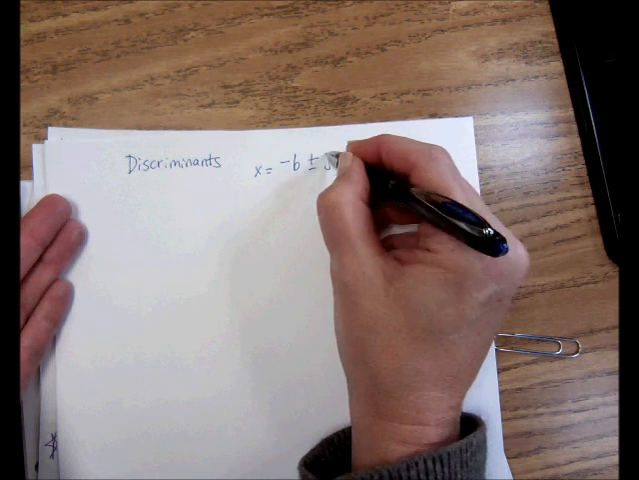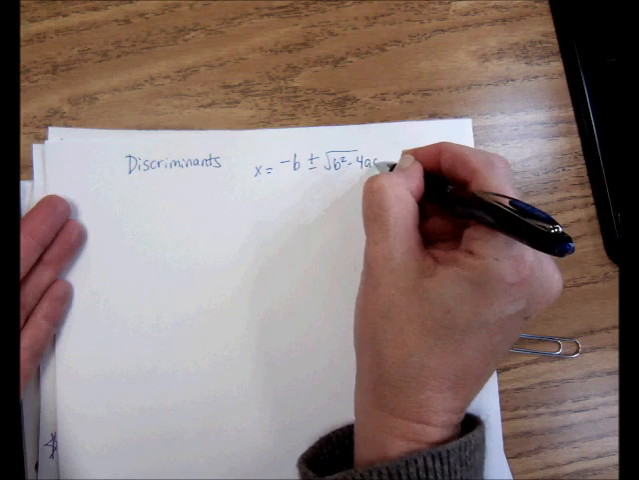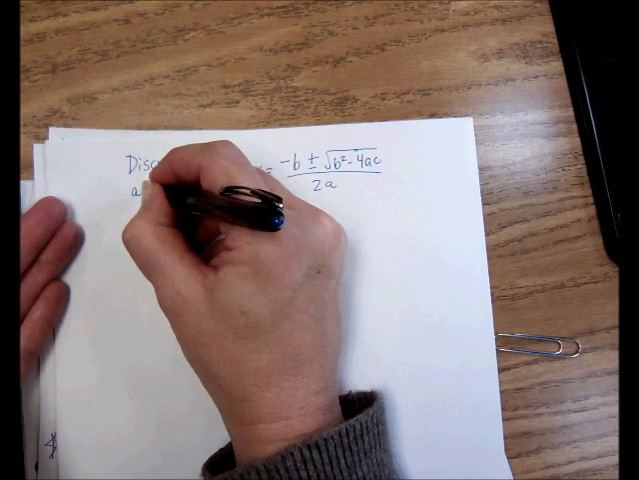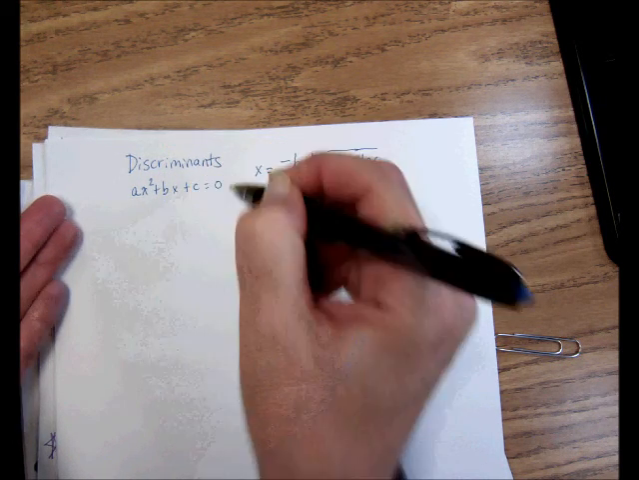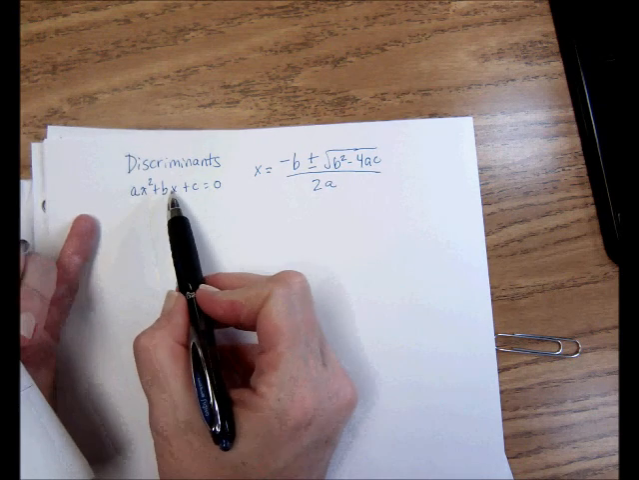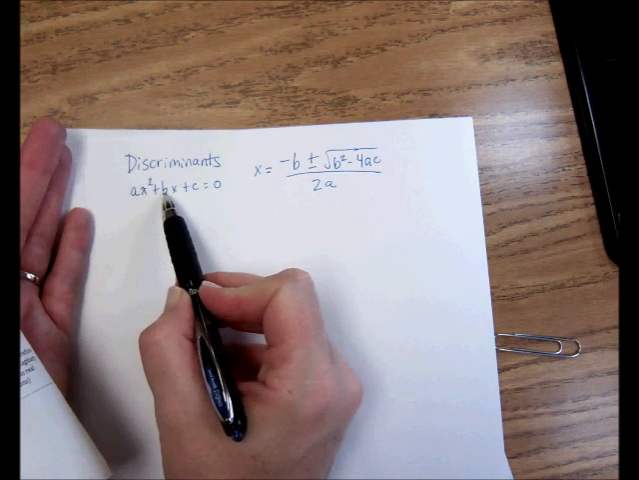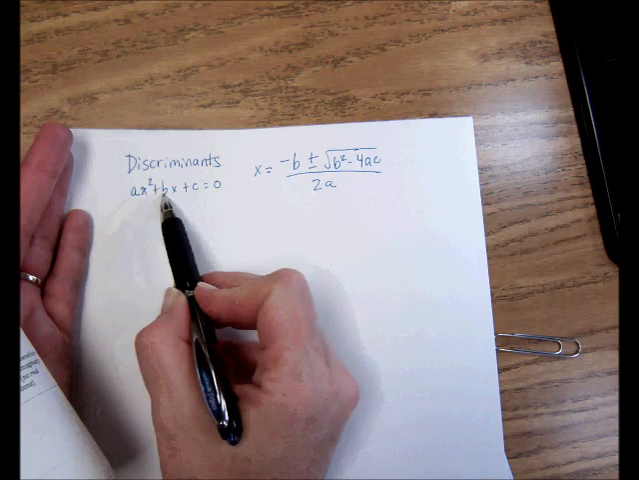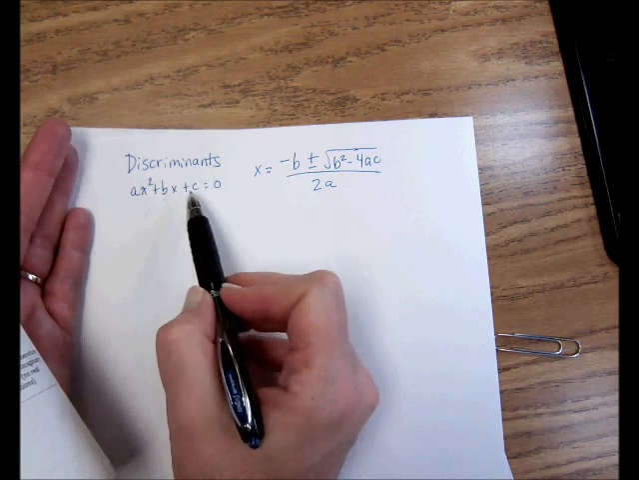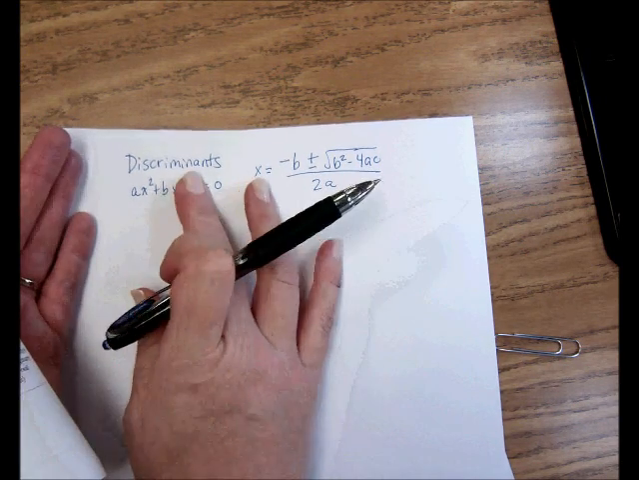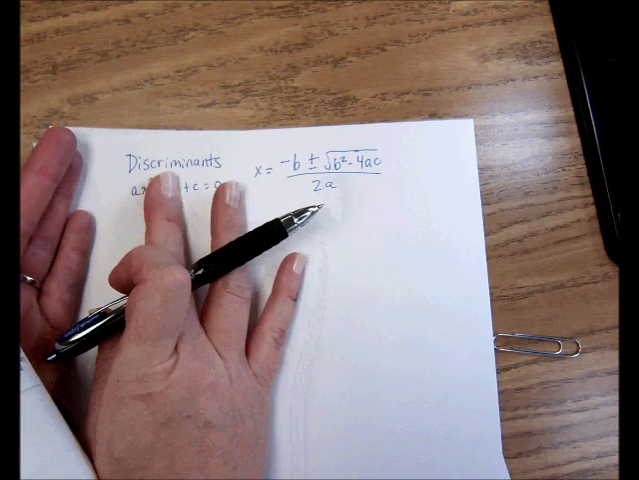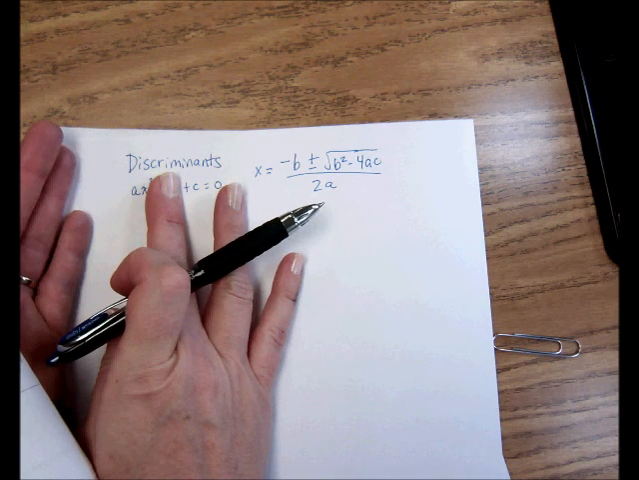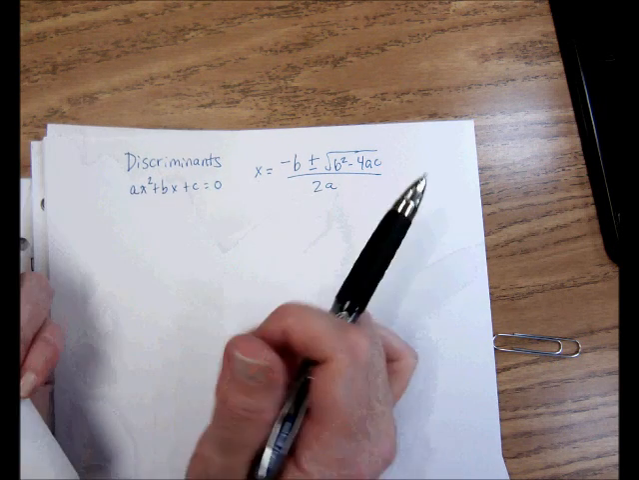It's negative b plus or minus the square root of b squared minus 4ac, divided by 2a. And this is for a quadratic in the form of ax squared plus bx plus c is equal to 0. One of these variables, a, b, or c, could be 0, and so then it would just eliminate the term. So if I saw something that looked like ax squared plus bx is equal to 0, I'd be fine. If I saw something like ax squared plus c is equal to 0, I'd also be fine.